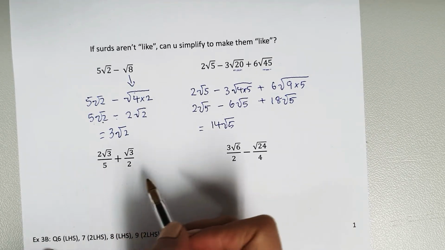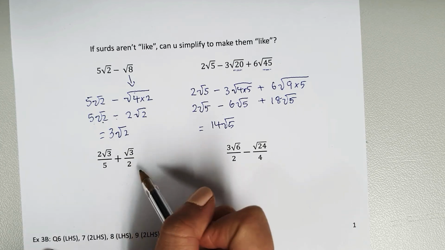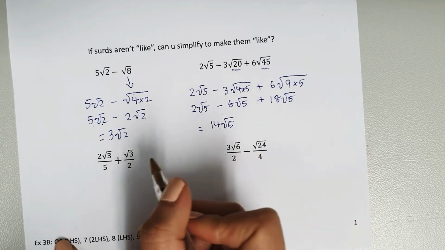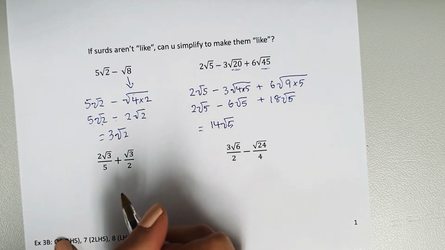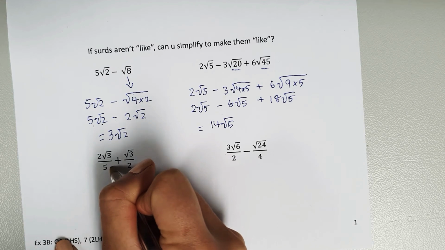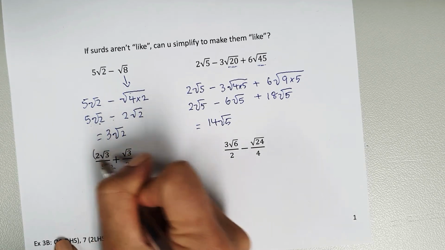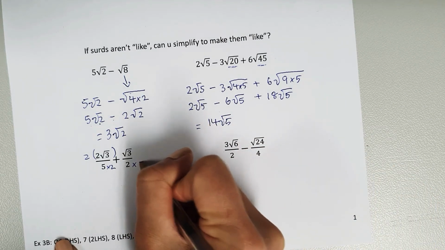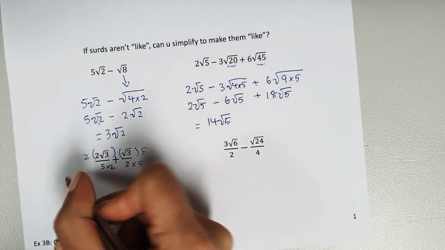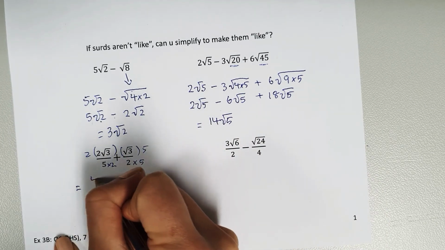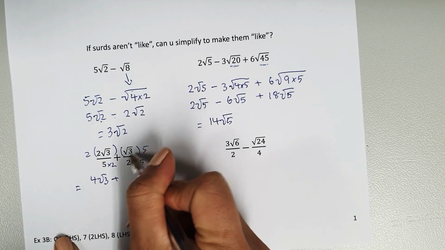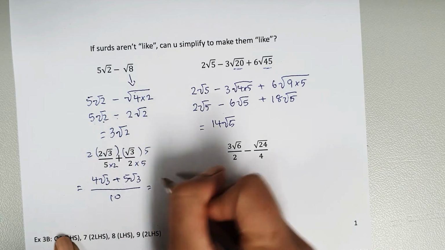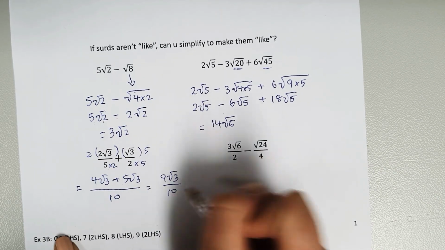So just like we would with any fraction, we can only add or subtract if the denominators are the same. So we can make them the same by finding the lowest common multiple, and for 5 and 2 this number will be 10. So to make 5 a 10, we multiply the bottom by 2. What we do to the bottom, we do to the top, so we're going to multiply that by 2 as well. And then over here multiply that by 5 and by 5 at the top. That leaves us with 4 root 3 plus 5 root 3 at the top, all over 10, and that's going to give us 9 root 3 over 10.